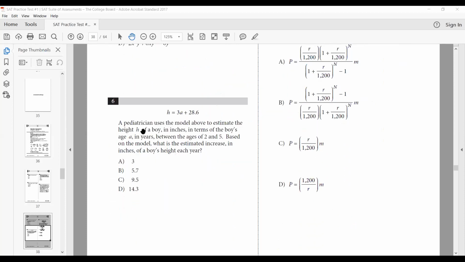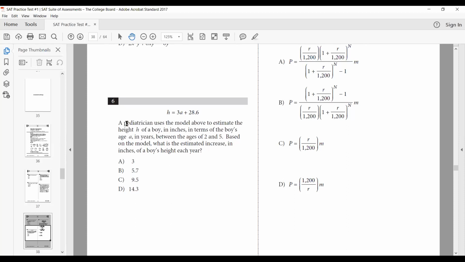So number 6 is actually a linear line, right? H equals 3a plus something here. This is the algebra expression, a linear line. So h actually has a linear relationship with a. Okay, let's see what they actually want to talk about here.